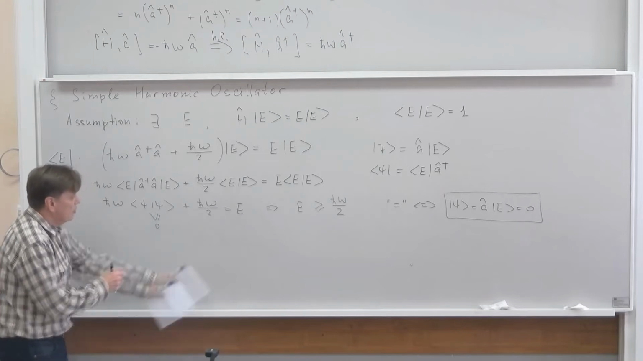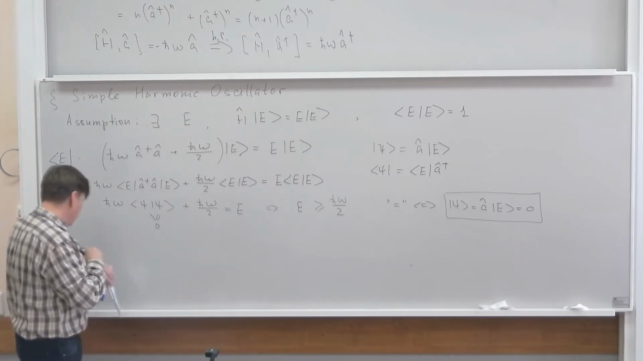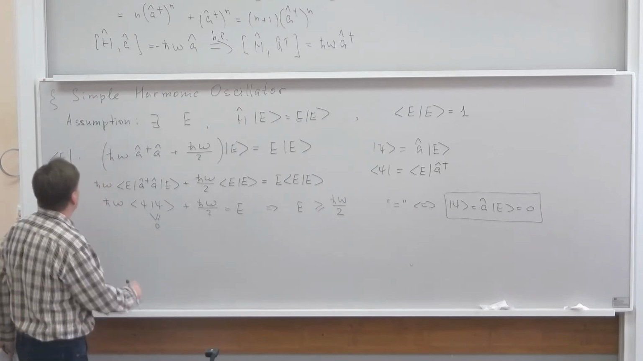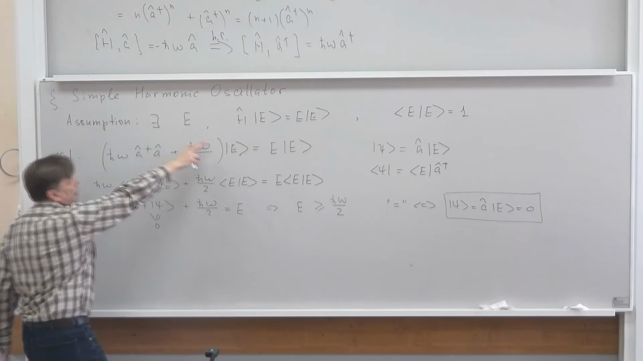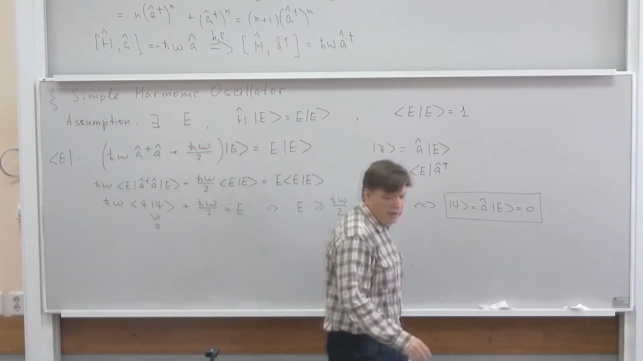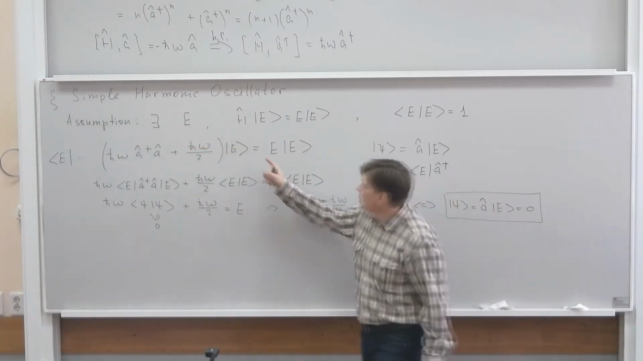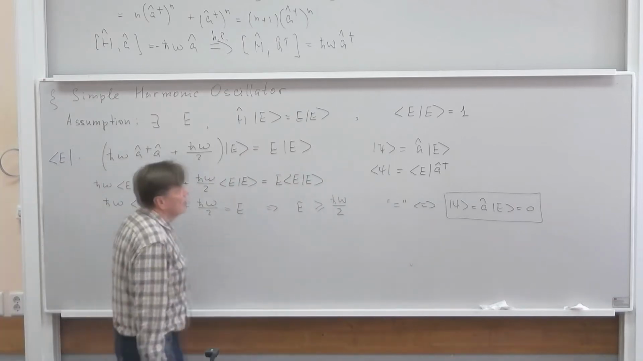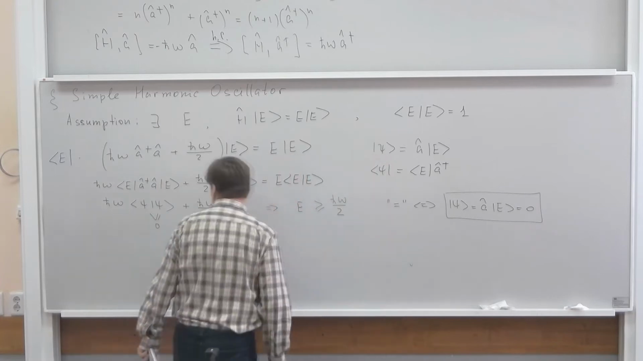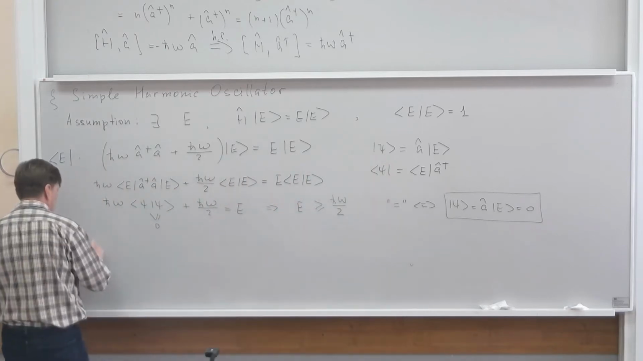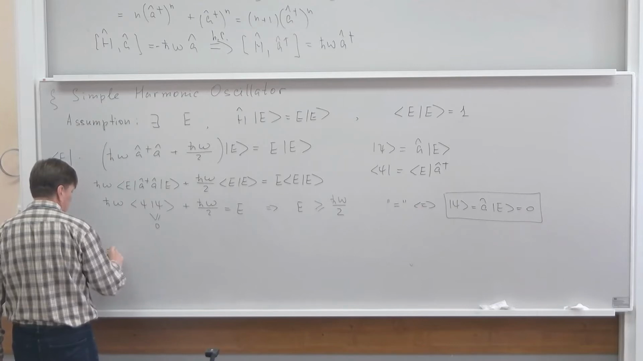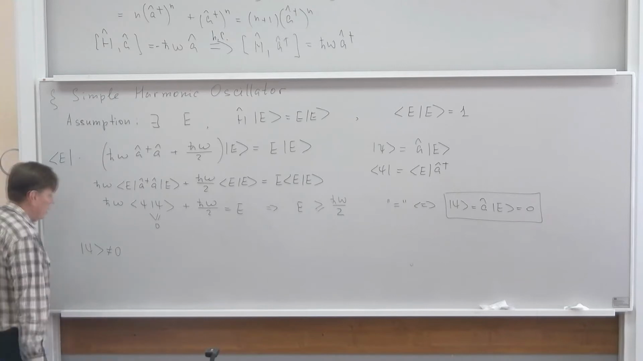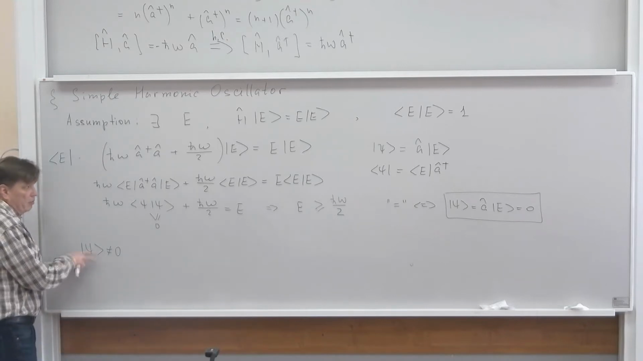Now starting from the vector E, I can construct more eigenvectors for my Hamiltonian H hat. For example, suppose that vector psi is different from 0. Then I claim that psi is an eigenvector of my Hamiltonian.